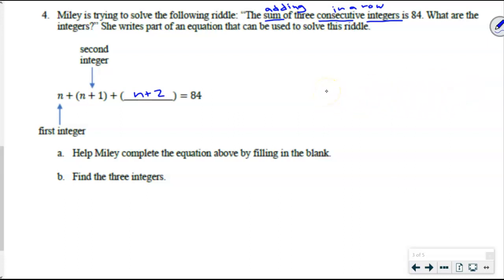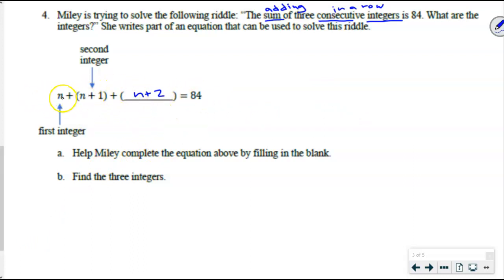So now I don't know what the first integer is, but I know that the one that comes right after is going to be that same integer plus 1. And the one that comes after that is going to be that original integer plus 2. And remember, when I add them up together, it equals 84. So we completed the equation. Now it's up to you to solve that equation. Pausing the recording as you work on that. We're coming back just for the answer.